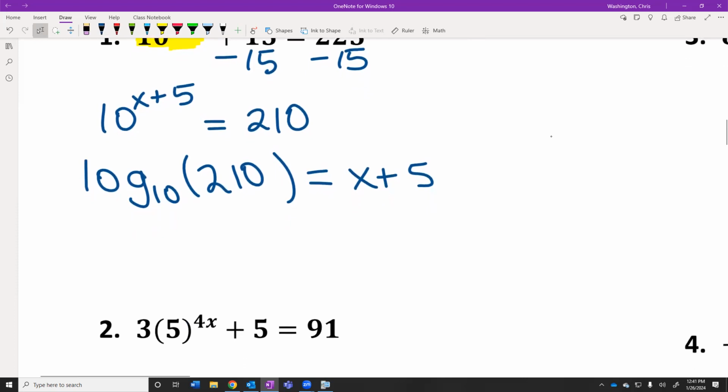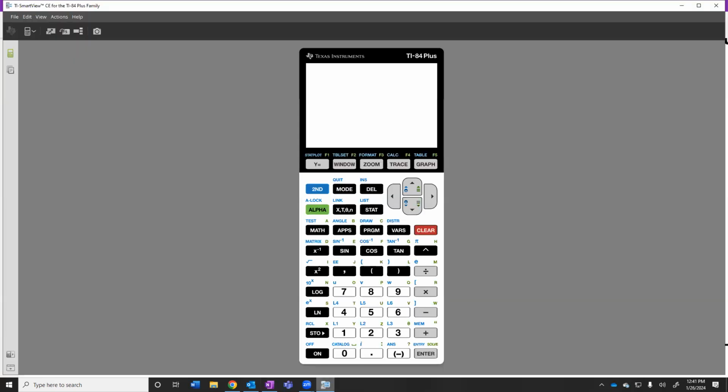We can get x by itself by subtracting 5 from both sides. What would you type in your calculator at this point? Since it is a base of 10, there is a base 10 button on your calculator, and it's just the log button. So you're just going to hit the log button. You don't need to do the fraction thing like we did a second ago, because the base is 10 and the log button has a base of 10. And we're going to put 210 inside that parentheses.